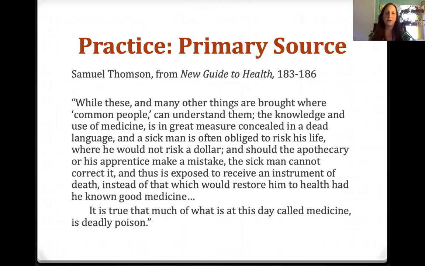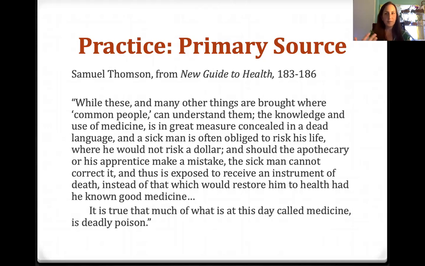And should the apothecary or his apprentice make a mistake, the sick man cannot correct it, and thus is exposed to receive an instrument of death instead of that which would restore him to health had he known good medicine. It is true that much of what this day is called medicine is deadly poison.